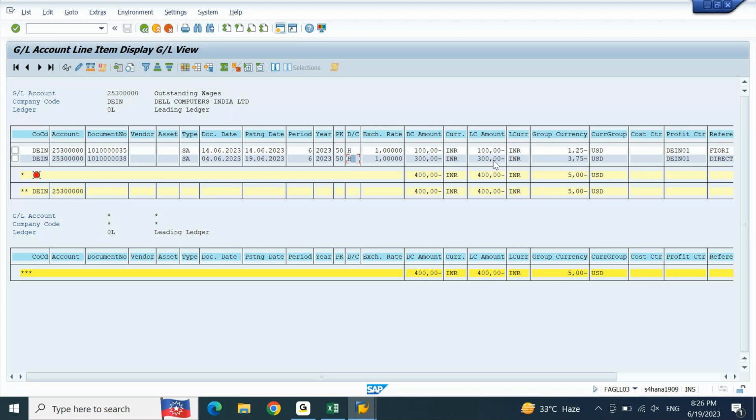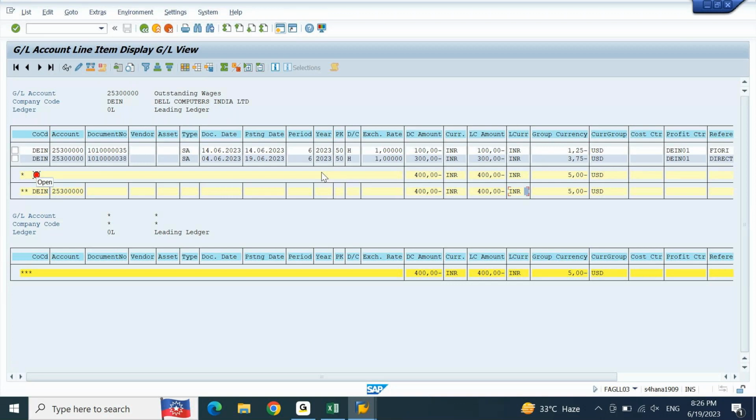Existing transaction. My intention is not to add another 300 in this GL account. My intention is to remove an existing 300 from this account. Is this point clear? I do not want to add an additional 300. Instead, I want to remove the existing 300. Clear? Both are valid points, but the scenario, the requirement, is different.